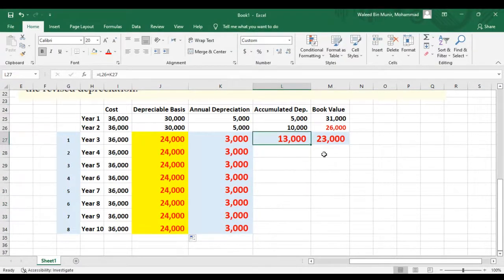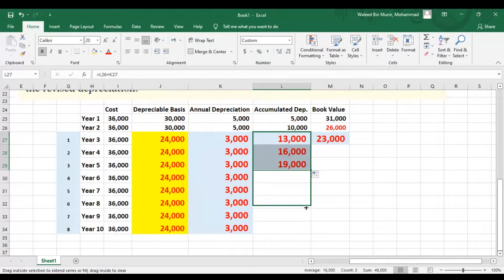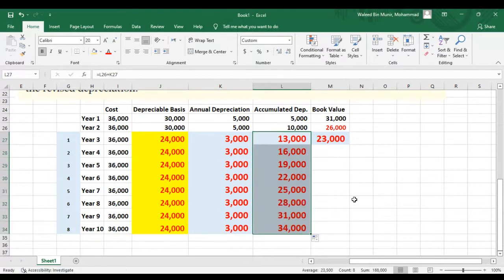Accumulated depreciation. For next year, it should be 16,000. Let me see if the formula works. Yes, 13 plus 3, 16. Next year, 16 plus 3, 19. And so on, until you reach 34, right?